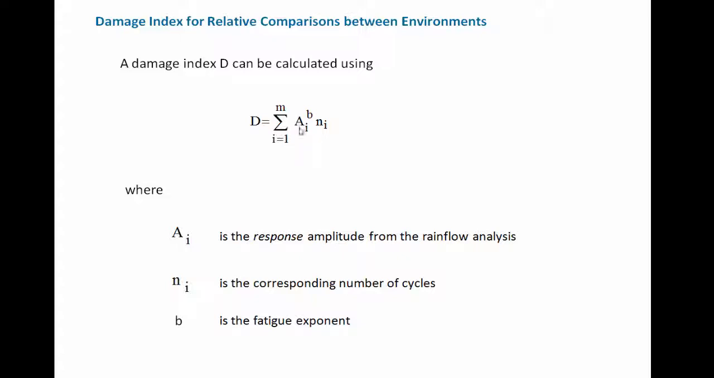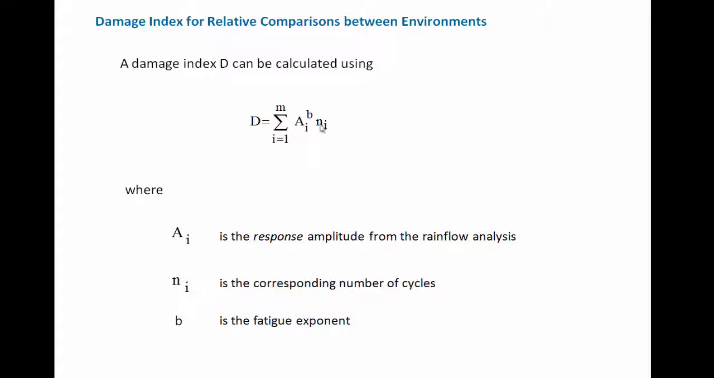So A here is going to be the response amplitude from the rainflow analysis. We're going to do a rainflow analysis based on the peaks, and we're going to sort those peaks into different rainflow cycles. Each rainflow cycle is going to have an amplitude, which we're going to simplify and say is a 0 to peak amplitude. More properly, it's peak minus valley, and then that difference divided by 2. Then the corresponding number of cycles.